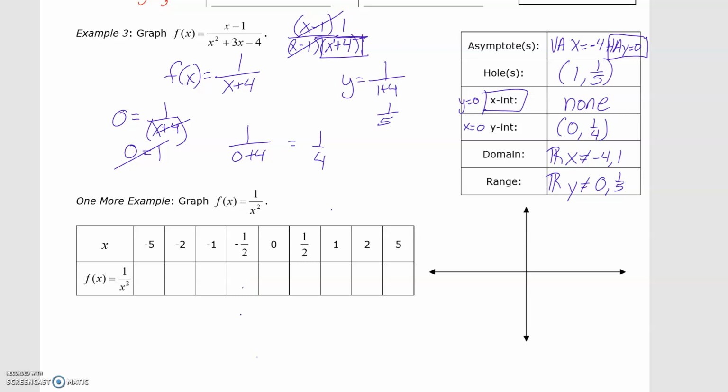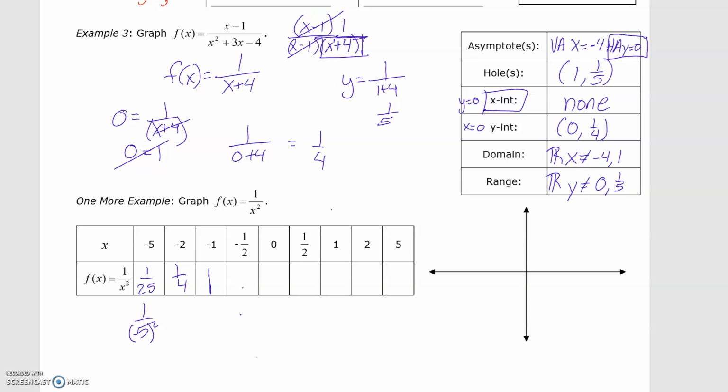Alright, so with this example, we're going to start off by filling in the table just to see what's going on with this graph. If I have -5 in the denominator, that would be 1 divided by negative 5 squared. That negative is on the inside, so it's going to be negative 5 squared, which is positive 25. This would be positive 4. 1 divided by 1, which is just positive 1.